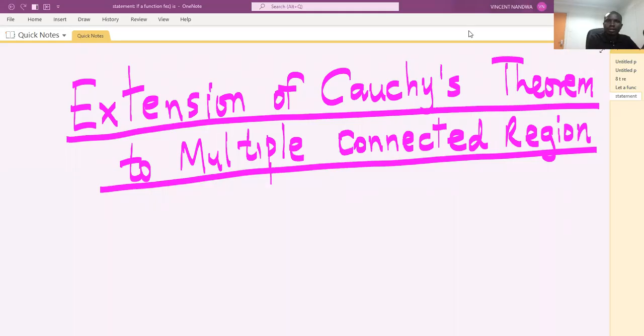Welcome to this session. In this session, we state and prove the extension of Cauchy's theorem to multiply connected regions. So let's give the statement and then we'll prove the theorem.